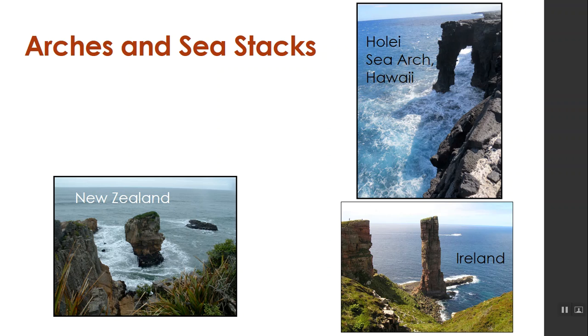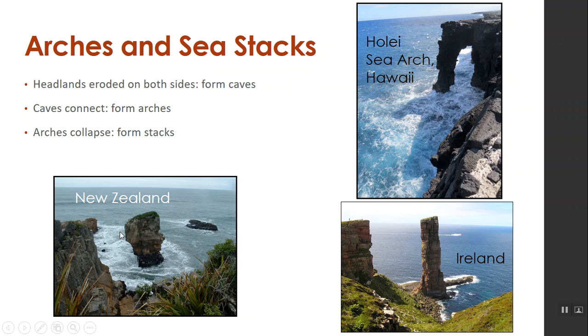We also have arches and sea stacks. So headlands that get eroded on both sides will form caves, and those caves will connect to form sea arches. And so here is a sea arch, a picture I took in Hawaii. And then those arches will collapse and form stacks. Here's one in Ireland. Here's one in New Zealand. So you can imagine you had originally two caves, one on either side. Eventually those caves connected, formed an arch, and then eventually this arch part will collapse and you'll be left with the stack.